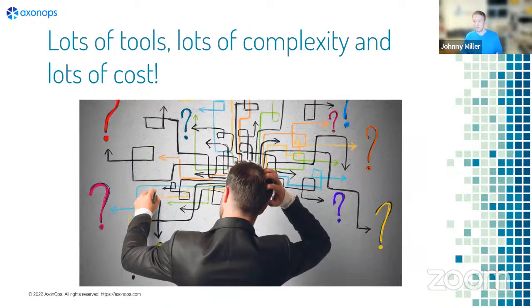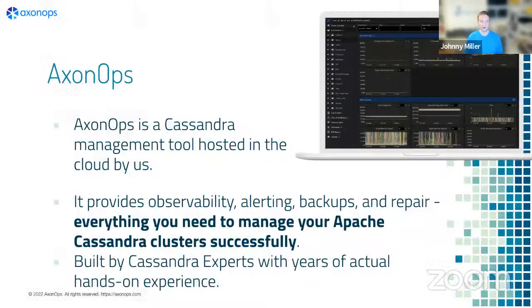So ultimately, this was the driving force that made us step back and go, look, our energy's in the wrong place here. We're spending all our brain power on these tools, not on Cassandra. And this is really where AxonOps came from.